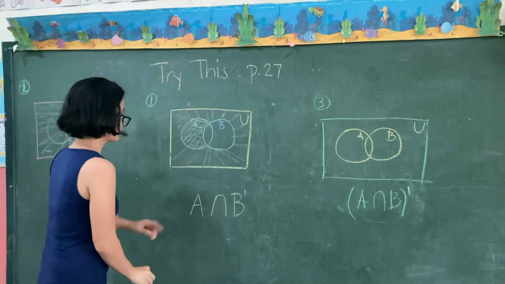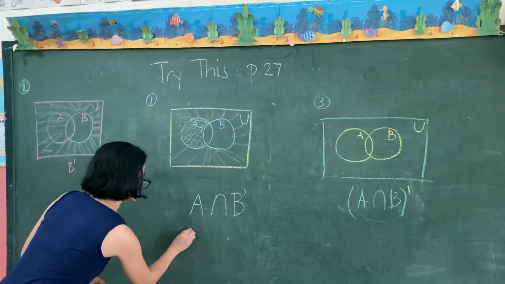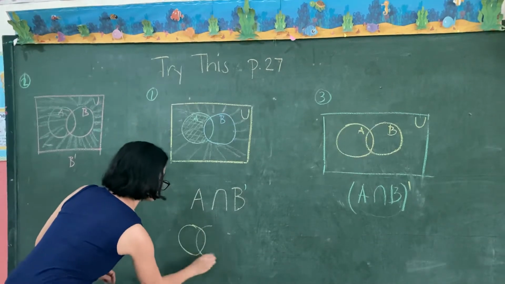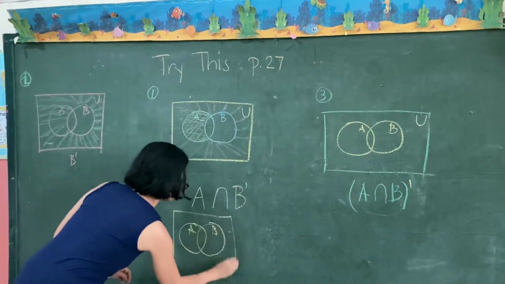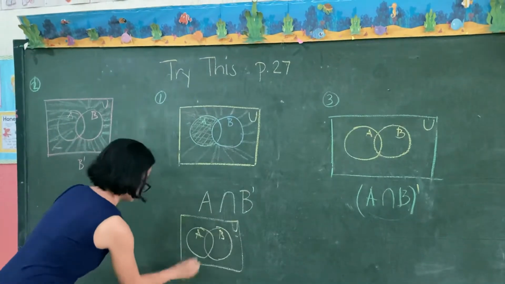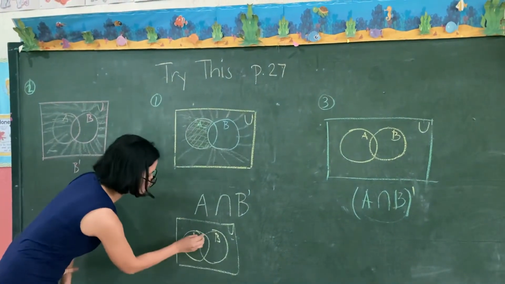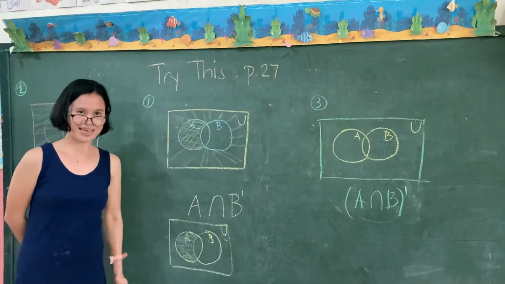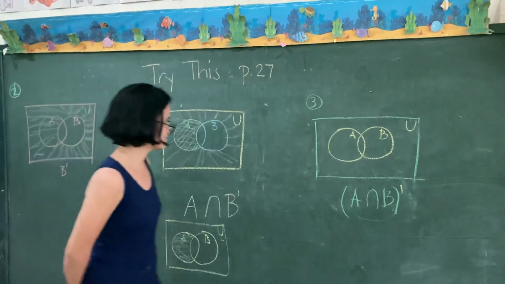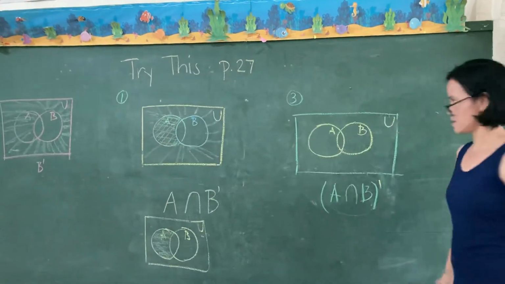Okay? If I'm going to draw it again, your answer should look like this. A, B, universal set. So the shaded portion is only the A. Okay? Did you get it? Now let's proceed to number 3.